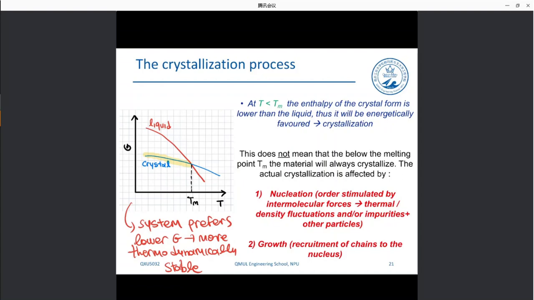So here we have a, let me use a different color. Here we have a stable solid. But above the melting temperature, we have the liquid state that is more energetically stable. So in this case, we have a stable liquid.